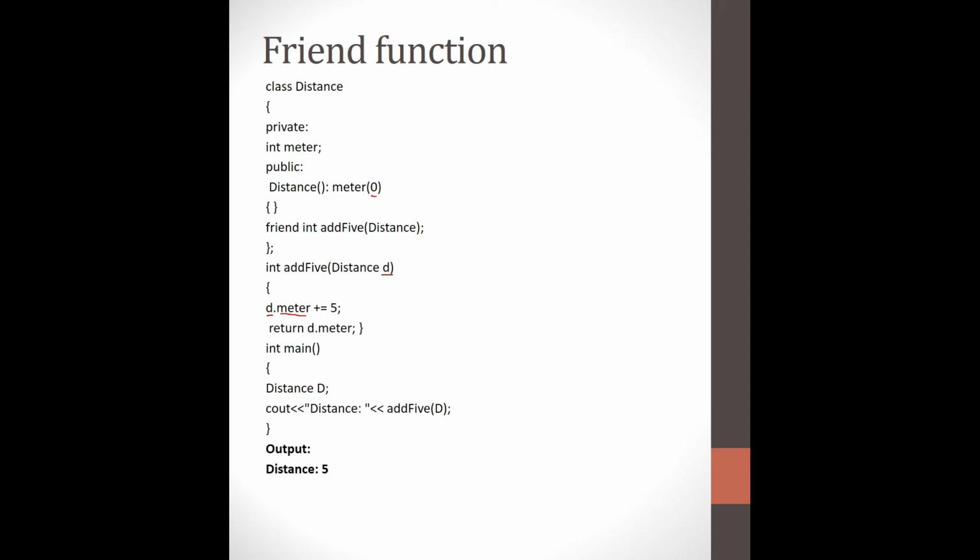So this is the concept of friend function. What did you understand? Even if it is a non-member function, your compiler will be able to access the private data of the class if you use a keyword which is called friend. Okay, now this is friend function.